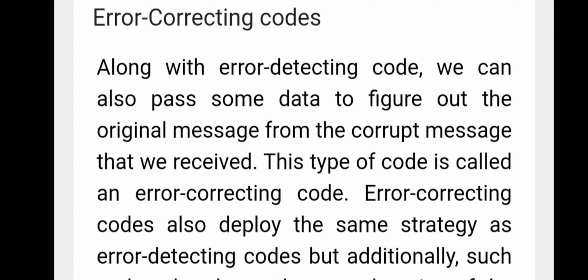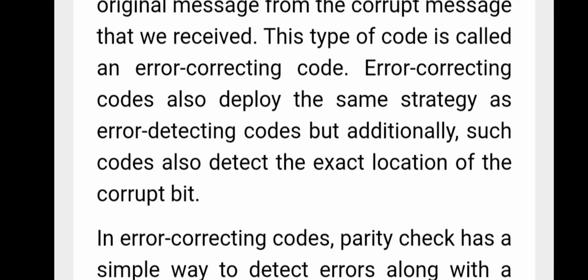Error correcting codes. Along with error detecting codes, we can also pass some data to figure out the original message from the corrupt message that we received. This type of code is called error correcting code. So if we can identify or detect the error, we can correct the code. Error correcting code also deploys the same message strategy as error detecting codes, but additionally such codes also detect the exact location of the corrupt bit.